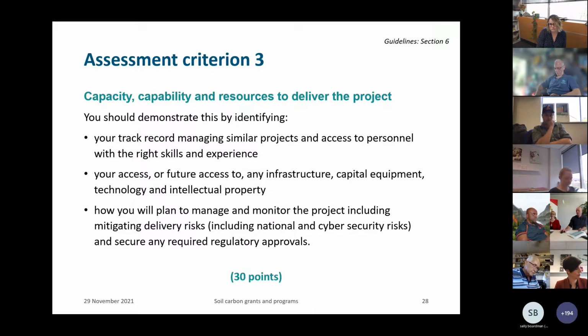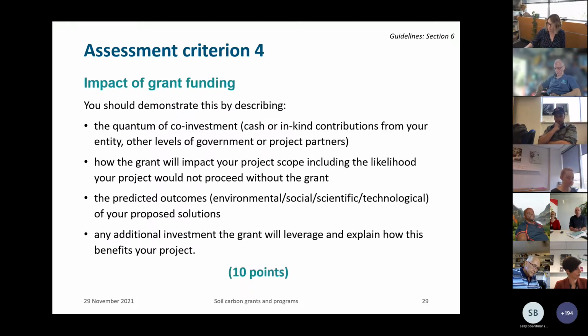And finally, under assessment criterion 4, for 10 points, we request that you outline the impact of the grant funding, including the quantum of co-investment, how the grant will impact your project scope, including the likelihood your project would not proceed without the grant, the predicted environmental, social, scientific and technological outcomes of your proposed approach, and any additional investment the grant will leverage, and an explanation of how this benefits your project.